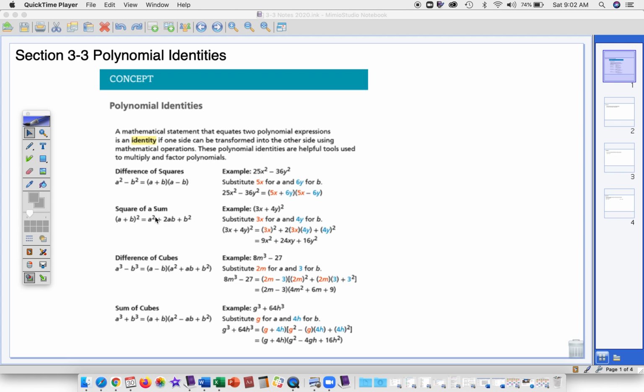The square of a sum. So here we're taking a binomial and we're squaring it. Remember, this is the shortcut method. This is a good thing to learn. Any time you can learn a shortcut in mathematics, it's going to help you out in the long run.